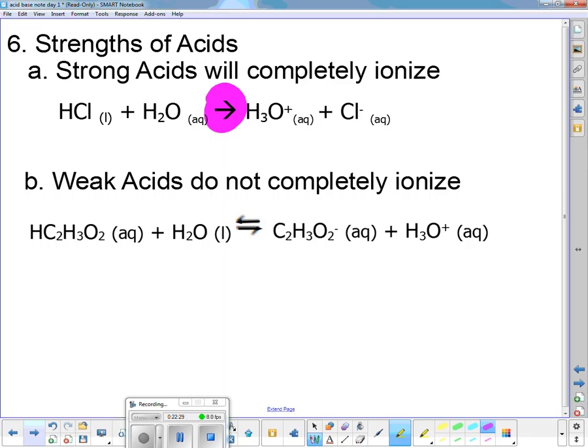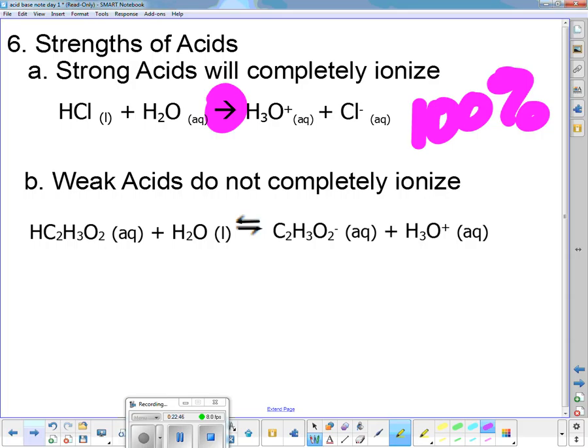Strong acids 100% ionize. 100% go to the products. Nothing's left in the reactants. 100% go to the products. That's what a strong acid is.